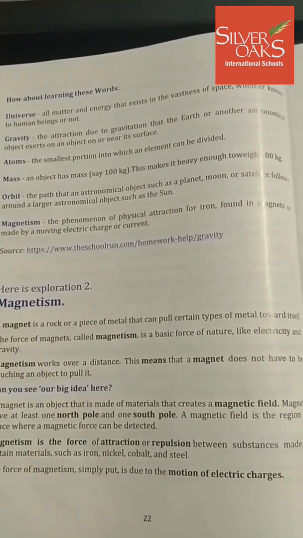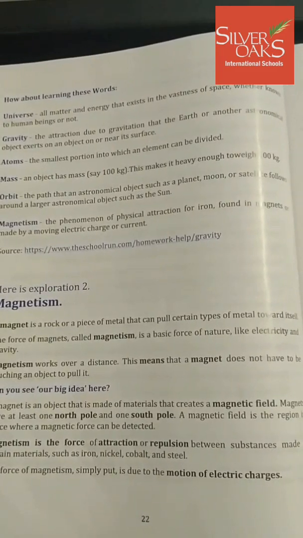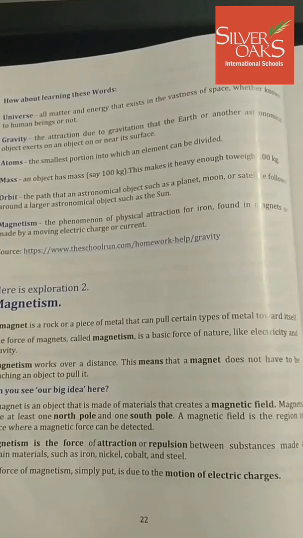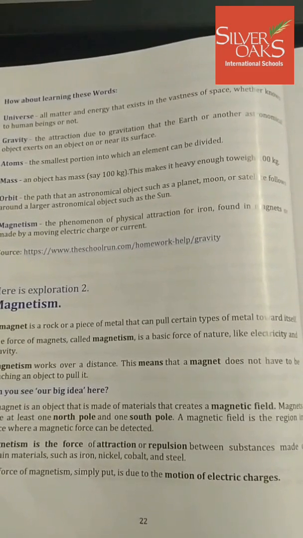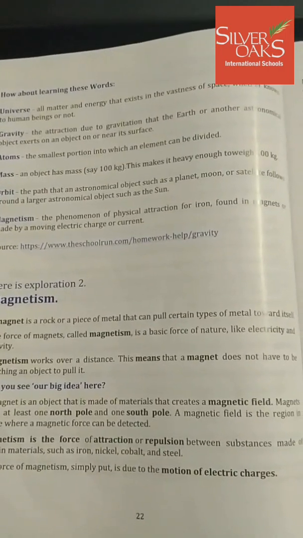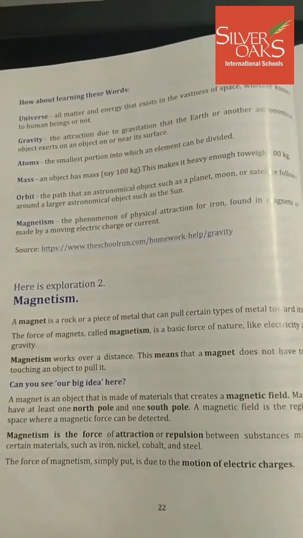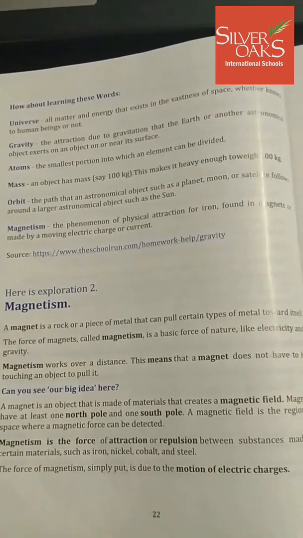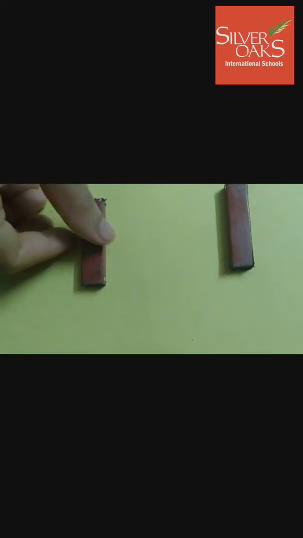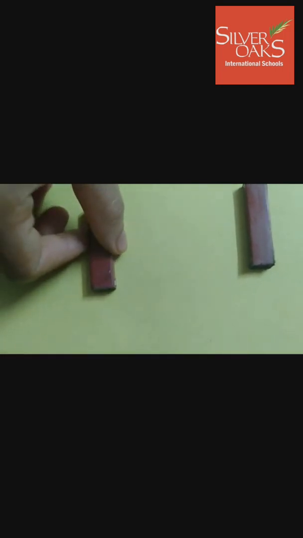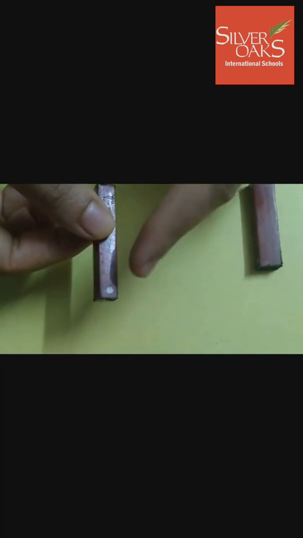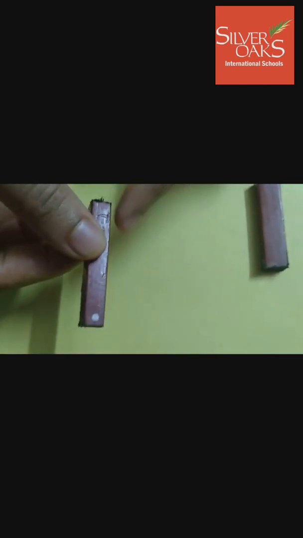Magnetism is a force of attraction or repulsion between substances made up of certain materials such as iron, nickel, cobalt, and steel. The force of magnetism, simply put, is due to the motion of electric charges. This is a power magnet. It has two poles. One end is north pole and the other end is south pole.